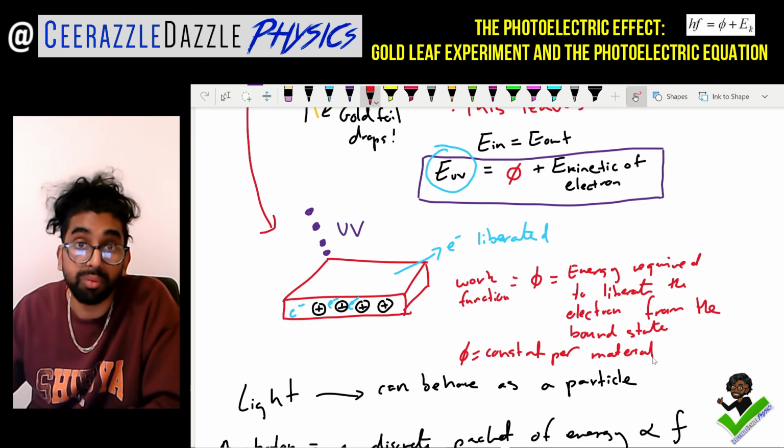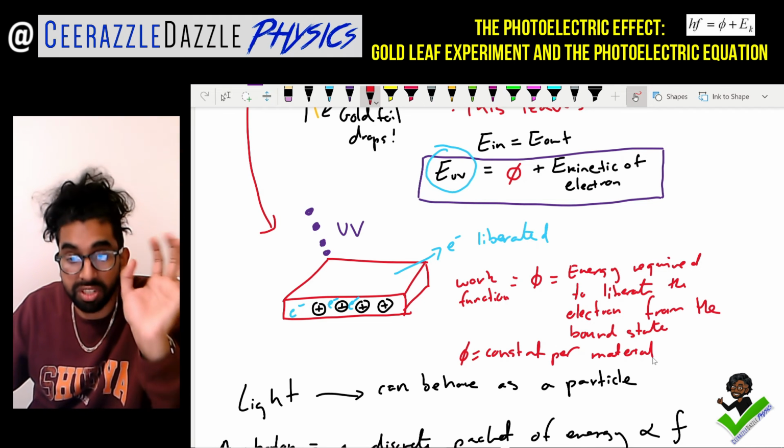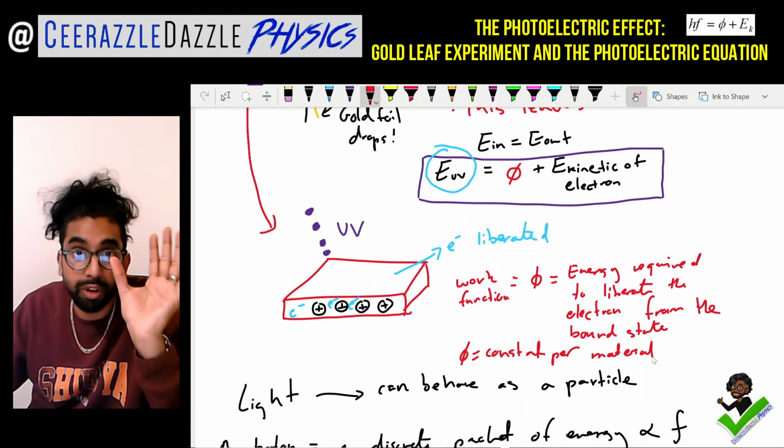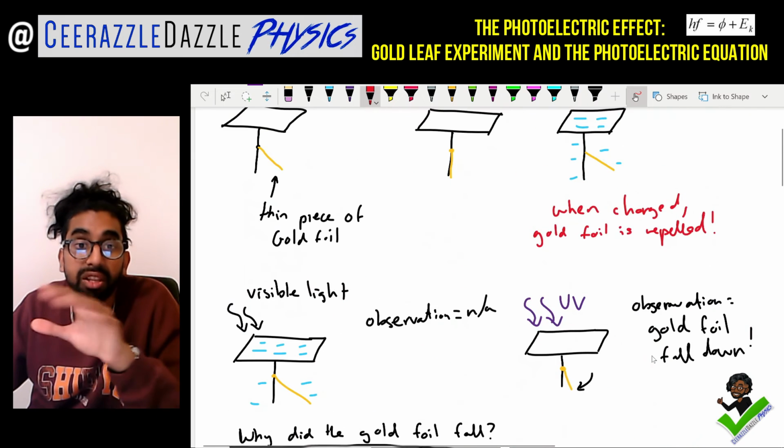Okay, so we have now done another session, guys. In the next session, we're doing it in a bit more detail. But for today, we've talked about Einstein's photoelectric equation, and we've been able to explain it using the gold leaf experiment over here.